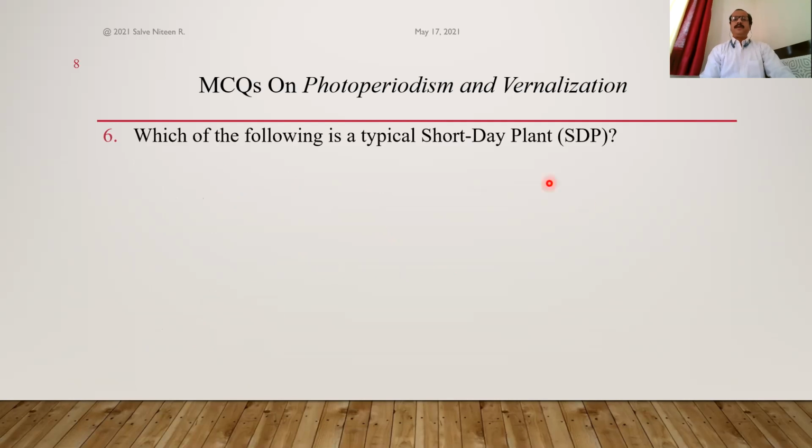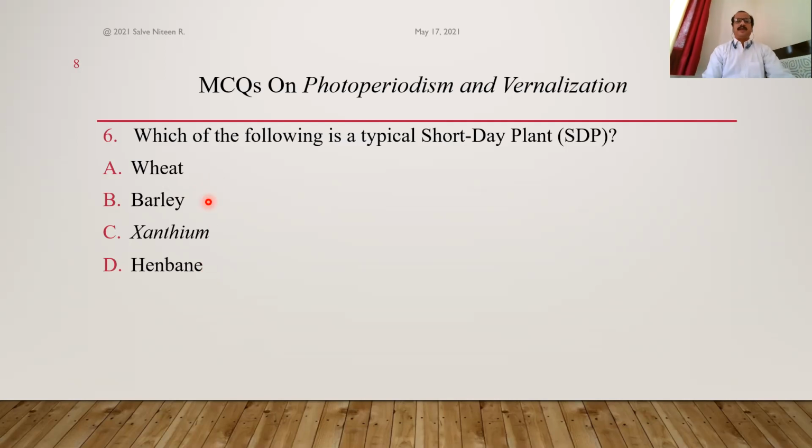Which of the following is a typical short day plant? You have to know the examples of SDP, LDP, DNP. Here, the typical short day plant is Xanthium. Wheat, barley, henbane are long day plants. Usually cereals like wheat, oat, rye, barley are long day plants, whereas maize is a day neutral plant. Rice and sugarcane are short day plants. So here, Xanthium is a typical short day plant, whereas wheat, barley, and henbane, Hyoscyamus niger, a medicinal plant, are long day plants.